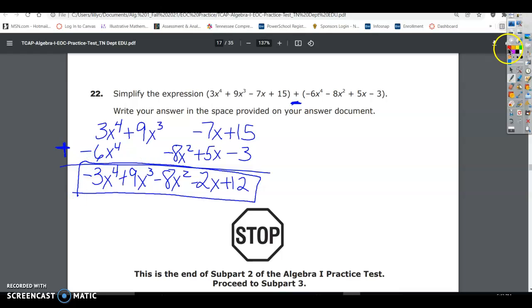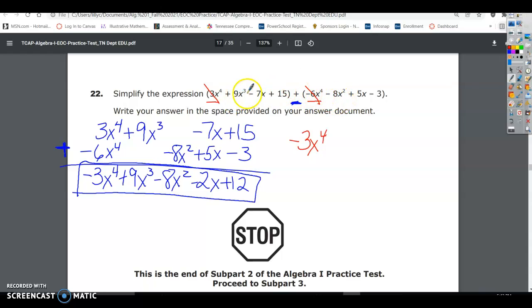All right, if you wanted to use the other method where you just combine like terms, you're going to have 3x to the fourth plus negative 6x to the fourth. So it's going to be your negative 3x to the fourth. So I can get rid of those. And then I have an x cubed.